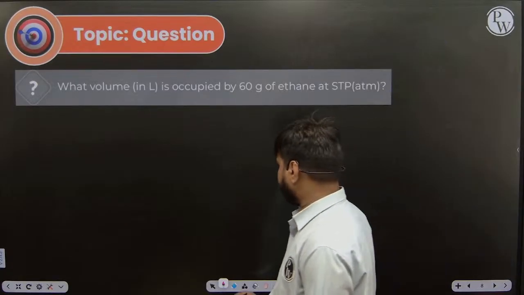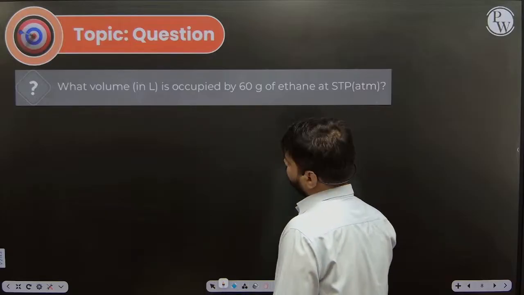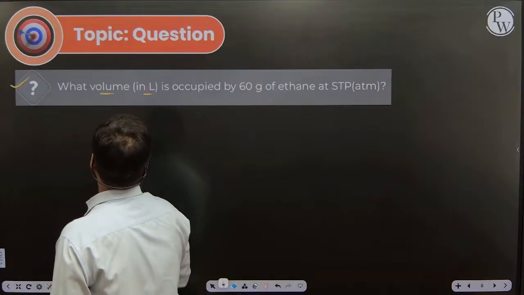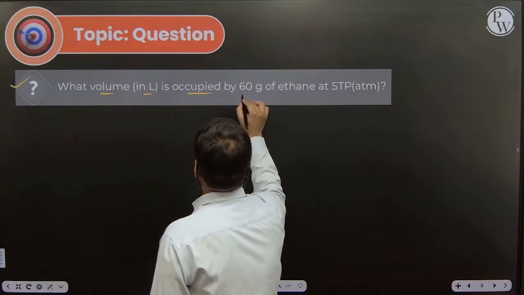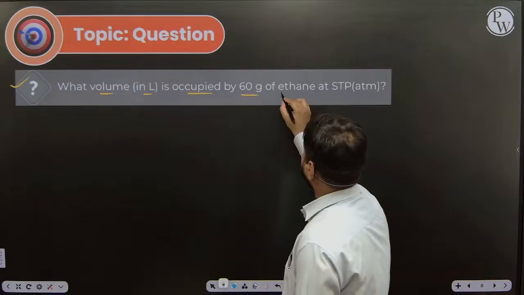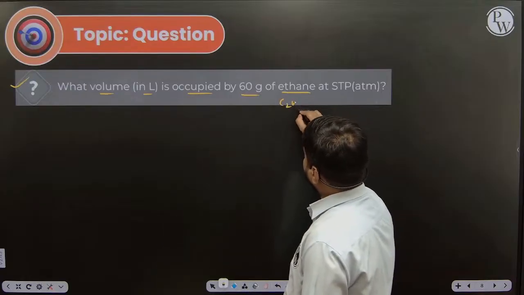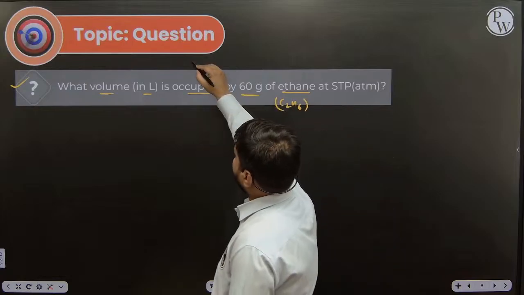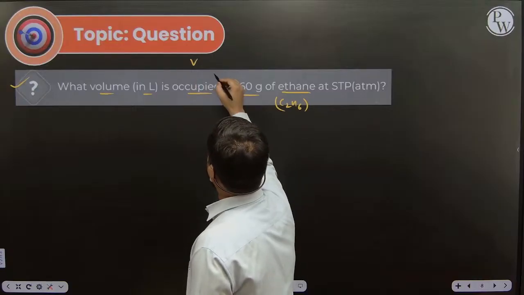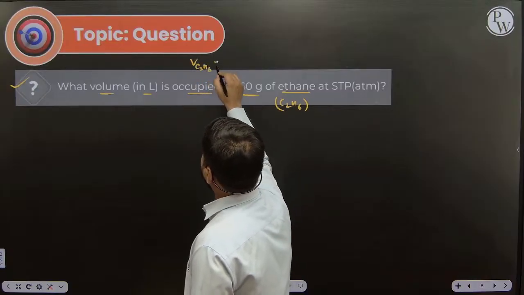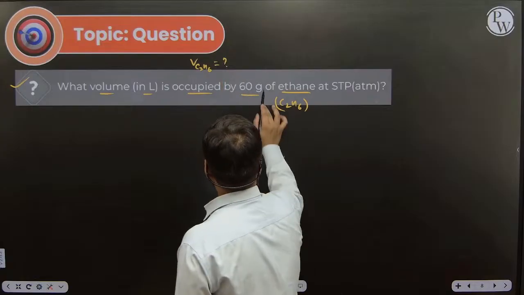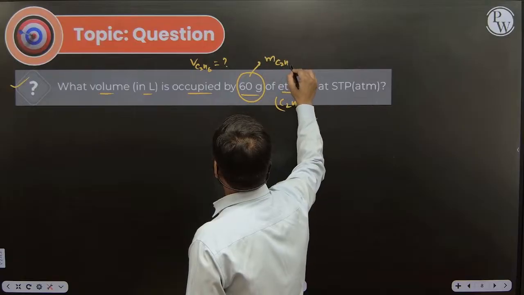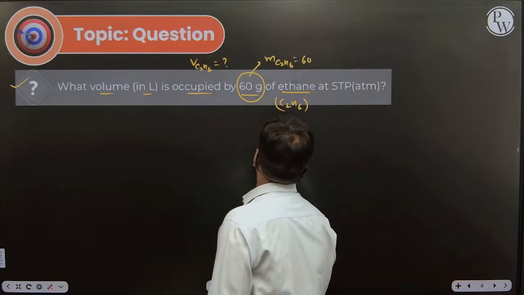Okay, so the question is saying: what volume in liter is occupied by 60 gram of ethane? I hope you remember the formula of ethane, which is C2H6. So they are asking about the volume occupied by ethane, and what they have given is the mass of ethane, which is 60 gram.